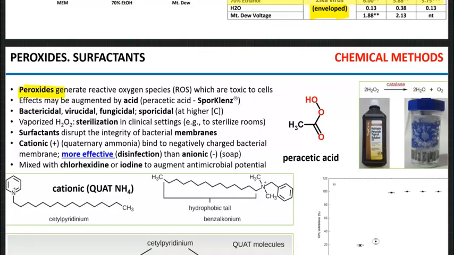Peroxides, that's oxidation. Reactive oxygen species can be sporicidal at the higher concentrations. Okay? So, vaporized hydrogen peroxide is used to sterilize rooms. You just put a tank, turn it on, walk out of the room, seal it, turn off HVAC. The room is filled with H2O2 vapors. Everything dies. If you don't walk out, you die as well.